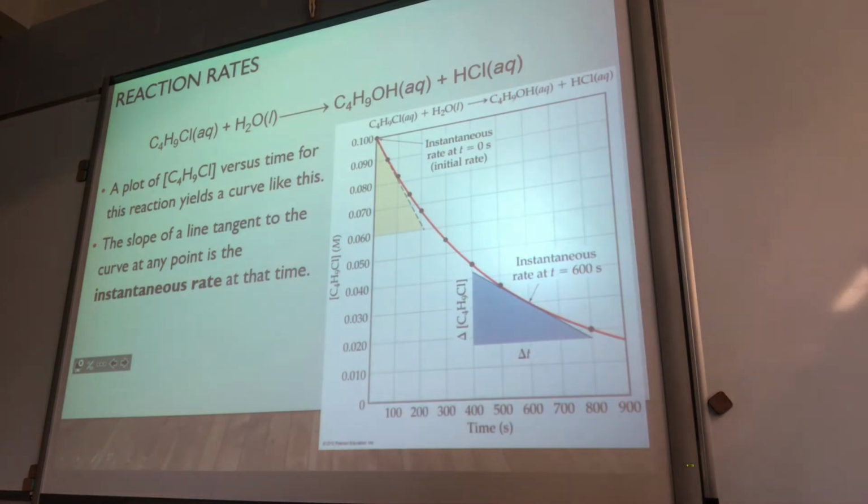So there's a couple of different types of rates that we're going to be calculating. One is going to be over two time points. One is going to be at specific time points. Those are called instantaneous rates.